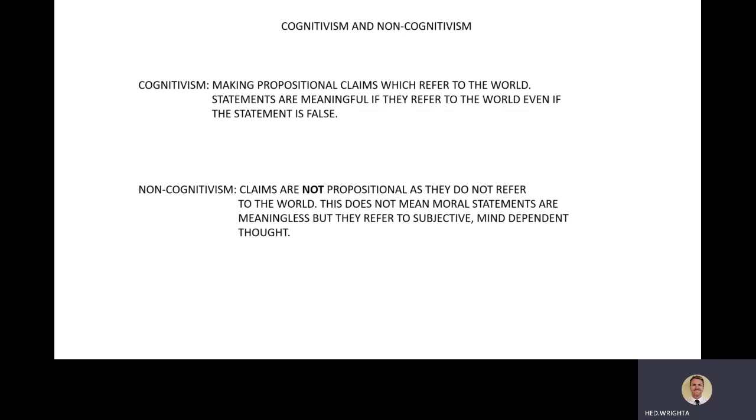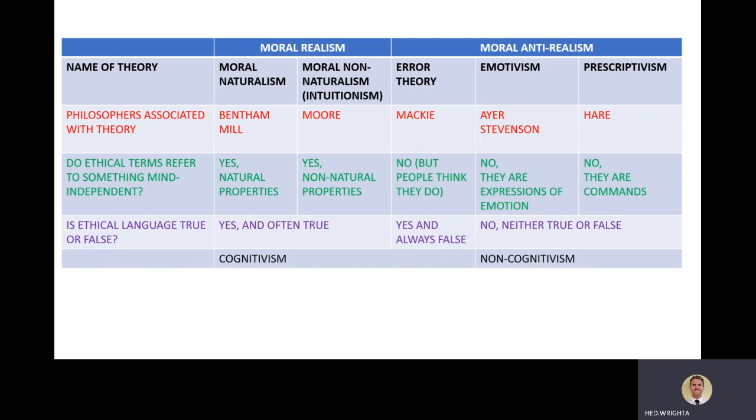Okay, so those are the two main key things. One, cognitivism: you're making claims that refer to the world. Non-cognitivism: you are not making claims that refer to the world. So, for example, if we put the table out here, at the top, you can see there are five main theories that we're going to look at. Moral naturalism, moral non-naturalism, very often called intuitionism. You've got error theory, emotivism, and prescriptivism.